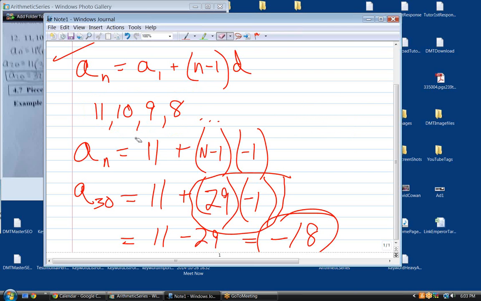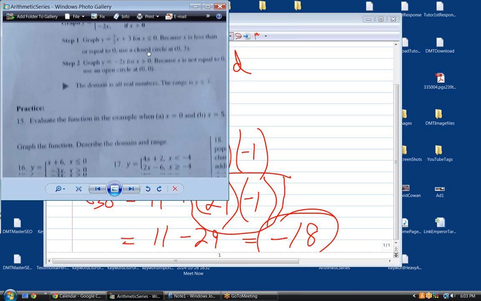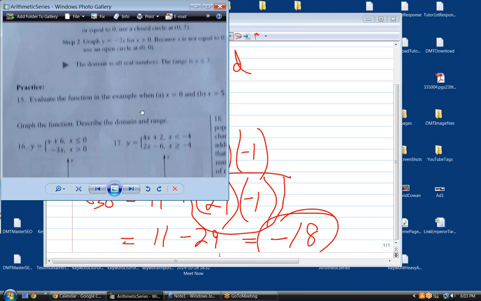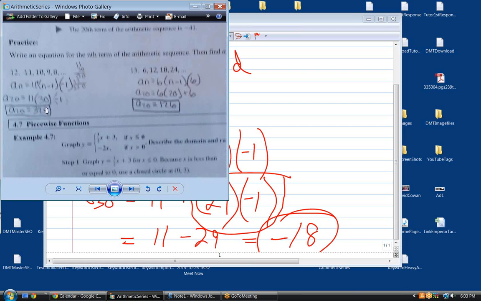So it's a good idea to have a general idea what the 30th term is going to be, what the sign's going to be. When you did this problem and came up with the answer 329, you should have been suspect right then, because that's a positive number. You're not going to get 329 when you count backwards from 11. It's common sense right there.